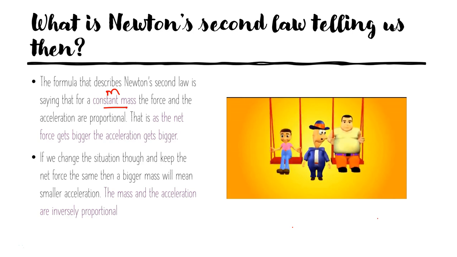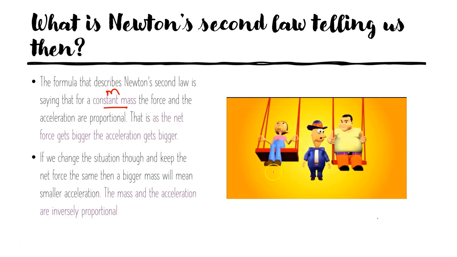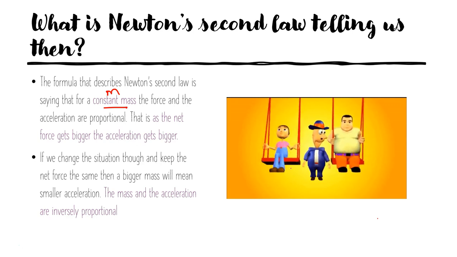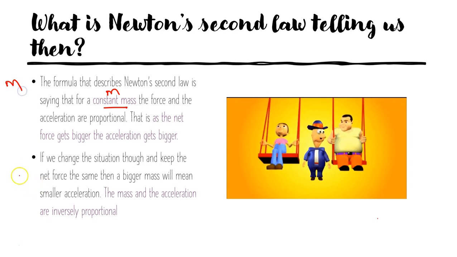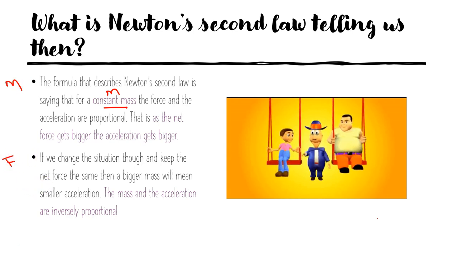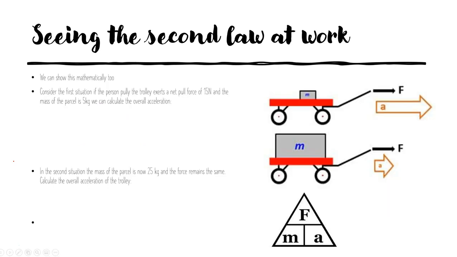And we can see that in that the small child here being pushed accelerates with a greater velocity, giving a larger swing than the larger person on the swing for the same force. So the first situation is where we have constant mass. The second situation is where we have a constant force. So let's look at how this plays out, because most of these are going to be seen in calculations.